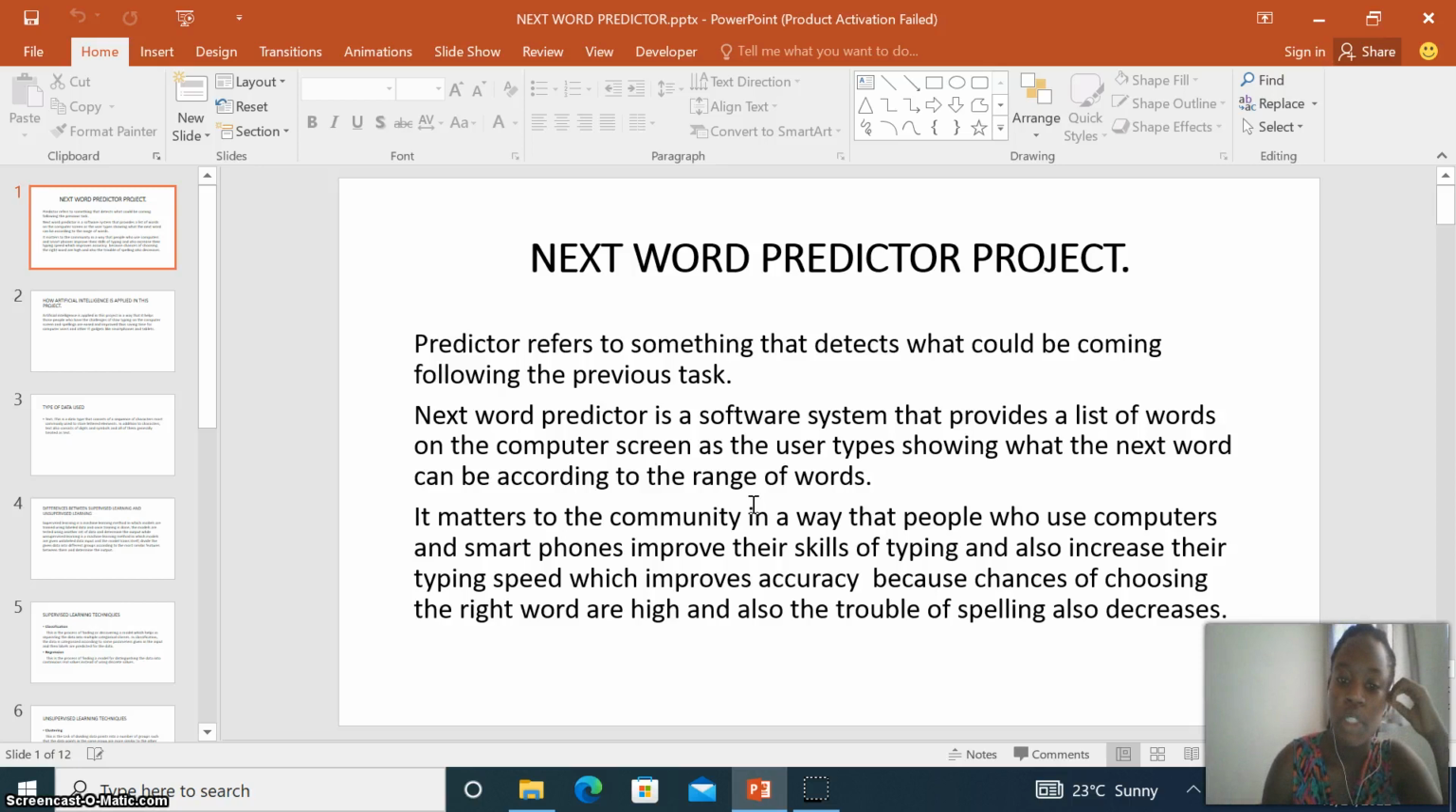So the next word predictor is a software system that provides a list of words on the computer screen as the user types, showing what could be the next word according to the range of words the user has been using. It's important to the community in that people who use computers and smartphones improve their typing skills and increase their typing speed, which improves accuracy because the chances of choosing the right word are high, and the trouble of spelling also decreases.